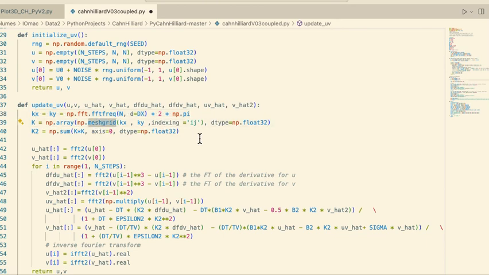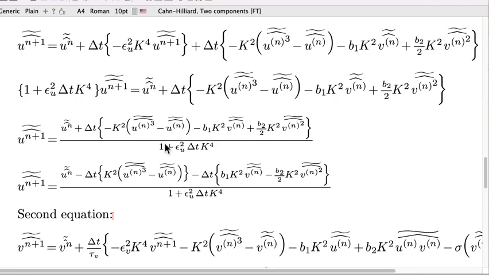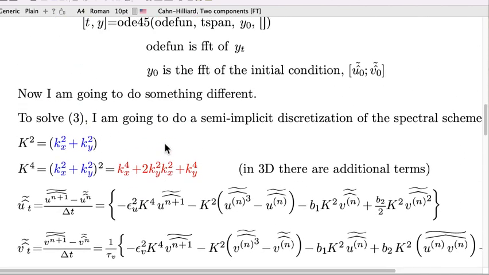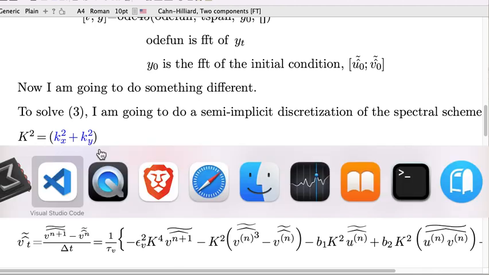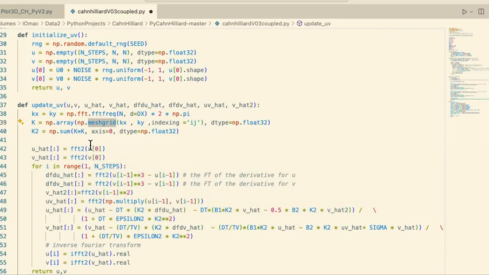And I am going to also need the square of the wave numbers to compute this k squared and this k to the fourth, defined like that. So I need to compute this square and then the summation. That part is done here. I compute here the square of these wave numbers and then perform the summation.